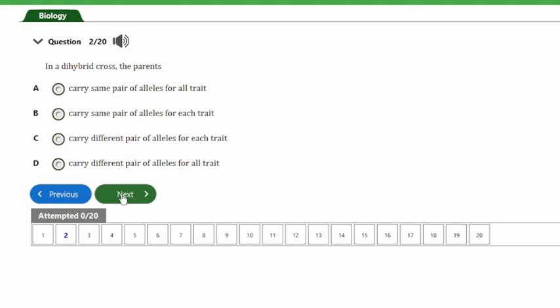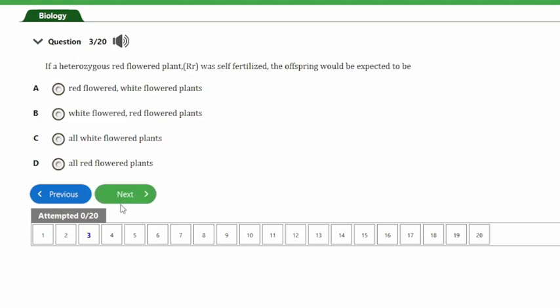So guys, the answer to this question is option C, and that's carry different pair of alleles for each trait. A dihybrid cross is actually a cross between two different genes that differ in two observed traits. So it entails that there are different pair of alleles for each of these traits. That's what this entails, and the correct answer to this question is option C. So let's look at the next question.